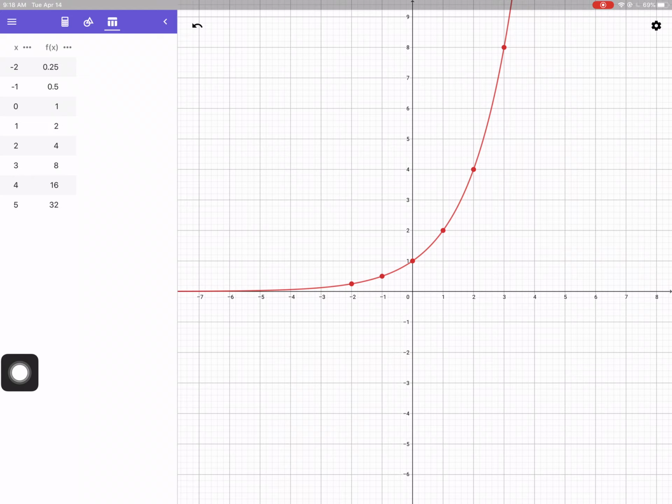This is called exponential growth. What is the common ratio that it's being multiplied by each time? Times 2, times 2, times 2, times 2, times 2, even here. So you could see eventually it's going to start going up very quickly, right?